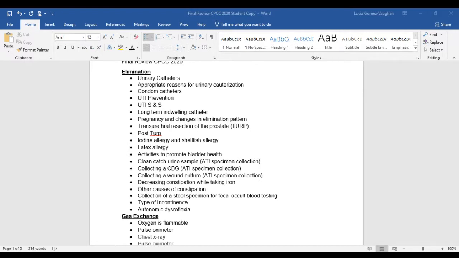Decreasing constipation while taking iron. Whether this is iron that a woman is taking during pregnancy as part of her prenatal vitamin, or it's just somebody taking iron because they're anemic, and they develop constipation, we don't want to immediately tell them, hey, quit taking your iron supplement. We're going to try non-pharmacologic methods to decrease that constipation. And these things include physical activity, increased fluid intake, and increased dietary fiber. Other than iron, other causes of constipation include poor diet, poor fluid intake, and immobility.